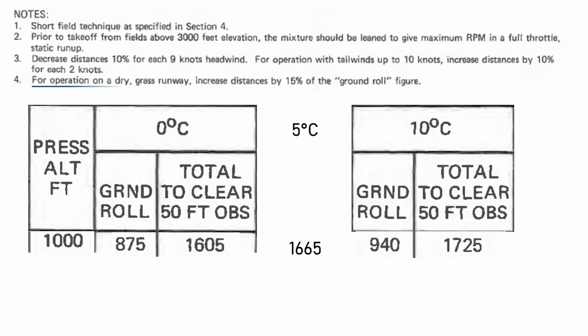Note 4 above says that on a dry grass runway, increase distances by 15% of, and be careful here, the ground roll figure. So we want to once again take the average of the 0 and 10 degree figures for ground roll, which is 907, then figure out 15% of that, 136. We add the 136 to the 1665. The 1665 is our total to clear a 50-foot obstacle if we were on a hard surface. We add the 136 thanks to the grass runway. We get a total of 1801.